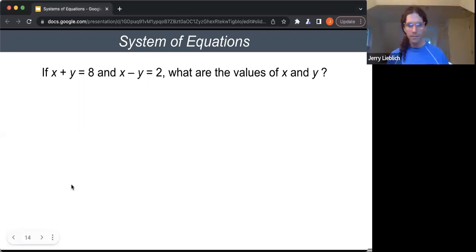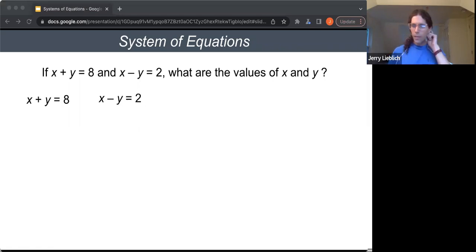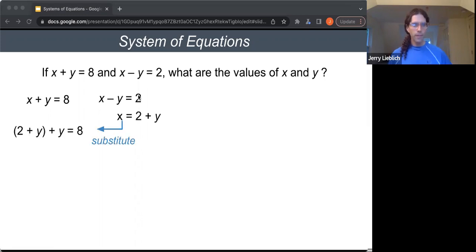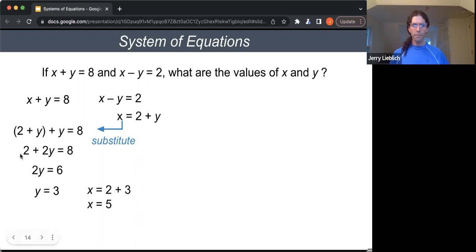All right, let's take a look at this. So if we use the substitution method here, we could solve either of these. In this case, let's solve for x. We get x is 2 plus y, plug that in over here, and then solve for y. 2 plus 2y is 8. Subtract the 2, divide by 2. Now we've solved for y. Plug that back in over here. X equals 5.